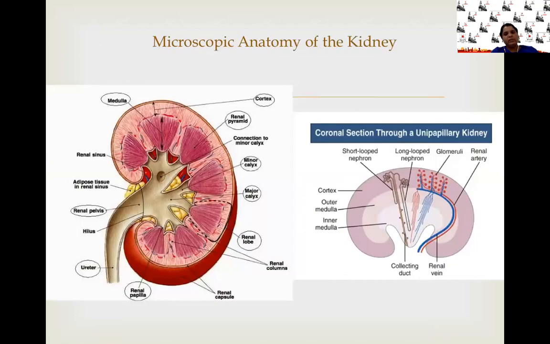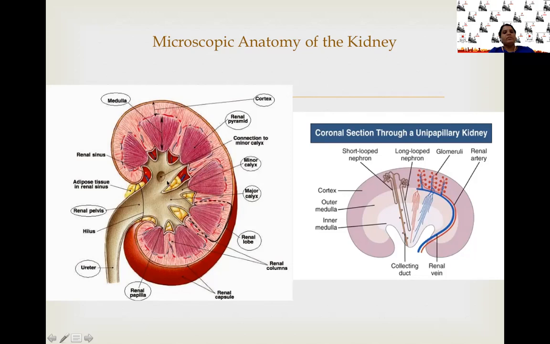Now let us look at the microscopic anatomy. As I said, kidney has many layers, both externally and internally. Internally, the capsule is the outermost layer, which is a very thin, tough, and fibrous layer. Beneath the capsule is the renal cortex, and beneath the cortex is the renal medulla. Each kidney has 8 to 18 lobes, and each lobe contains a part of the cortex and a part of the medulla, and this is called the renal pyramid.